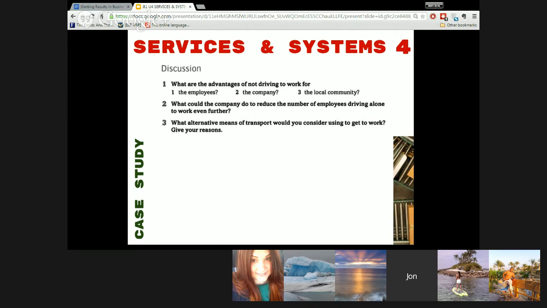What about this one? What could the company do to reduce the number of employees driving alone even further? Yulia and Anna Carolina, I want to hear from the two of you. You're awfully quiet. What do you think about this one? What could the company do to further reduce the number of people driving alone to work for the reasons we just mentioned? Any ideas?